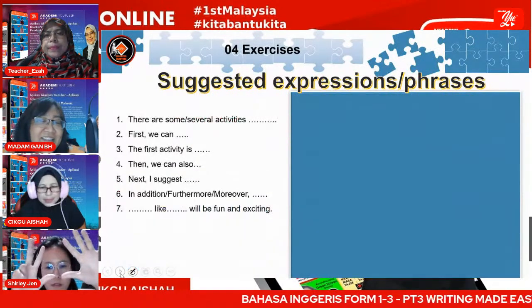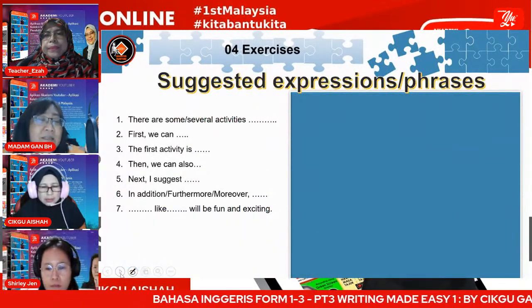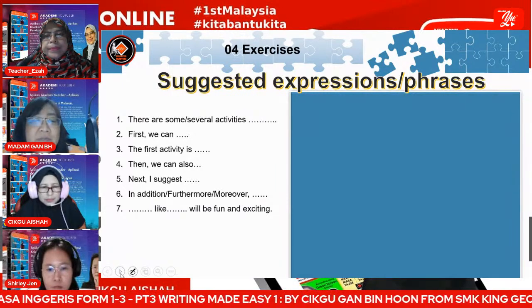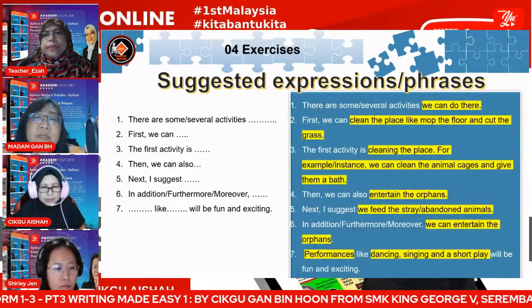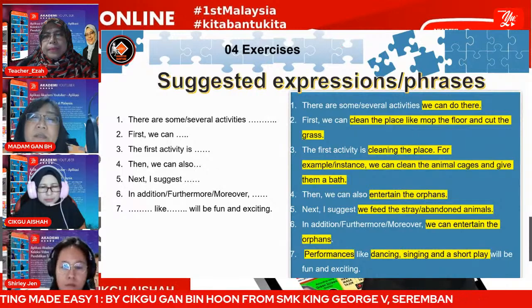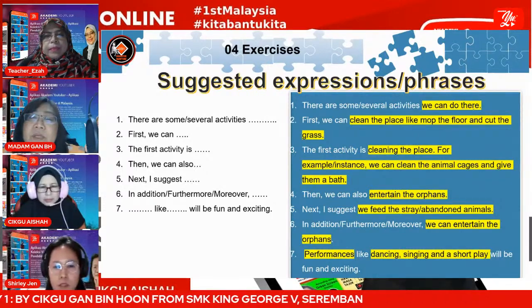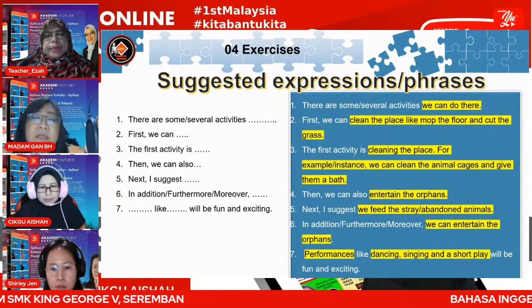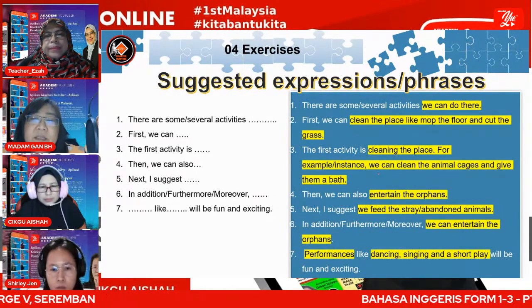Okay, so I'll continue. So here you can write for other options. Just now we have orphans, we have animal shelter, right? So you can write like this. There are several activities we can do there. Okay, first we can clean the place, like mop the floor and cut the grass. The first activity is cleaning the place.